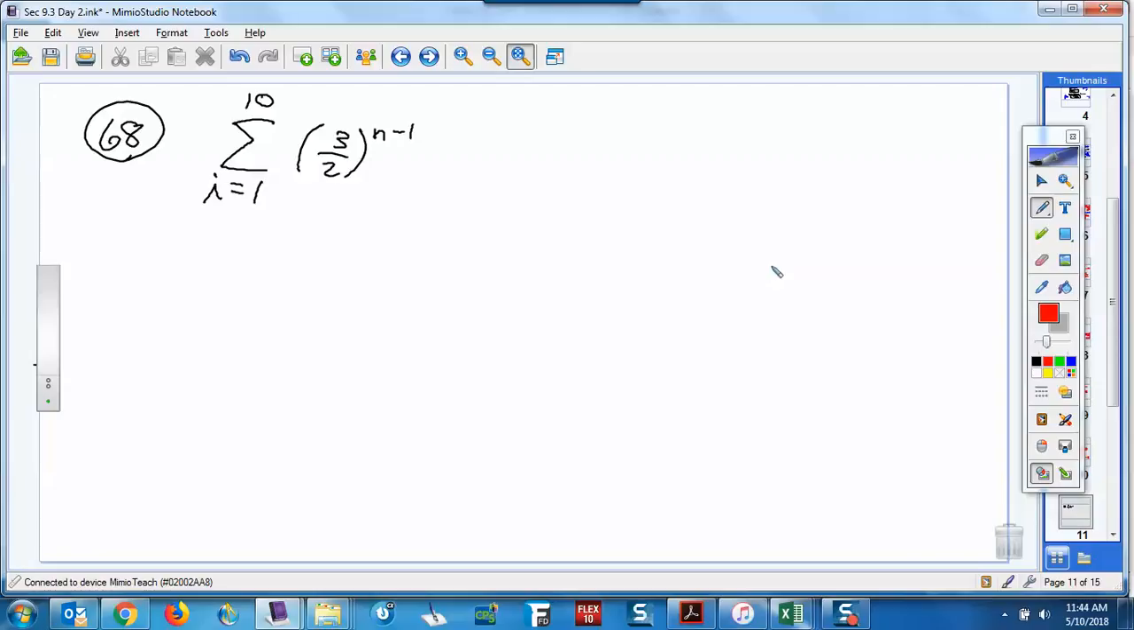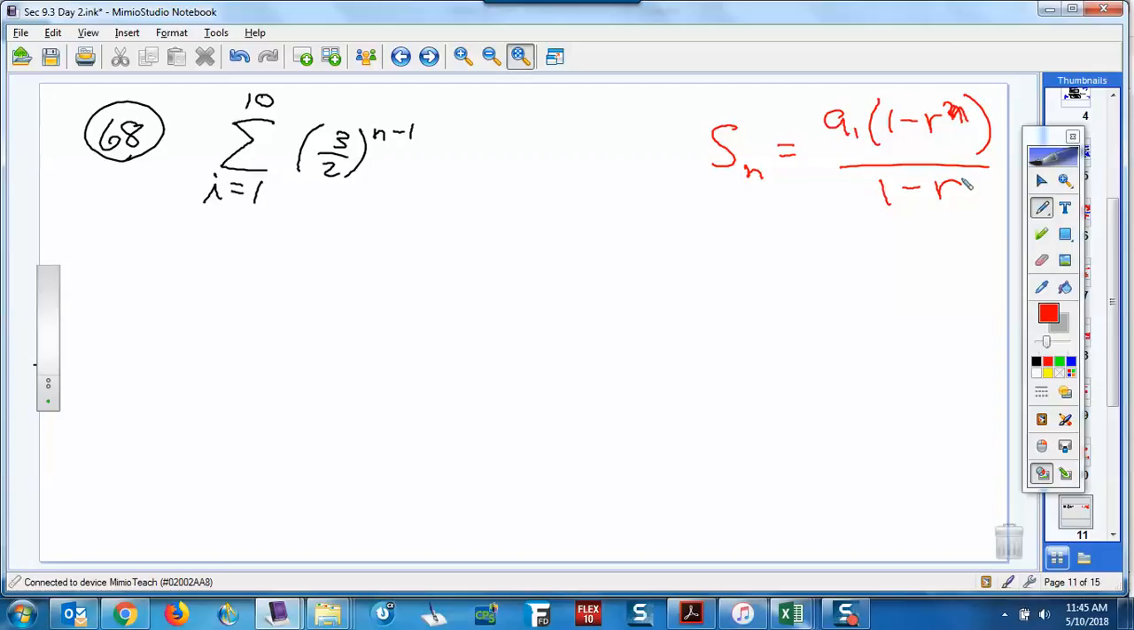Okay, so let's just talk through a few of these. These are some sums. So I give you this problem here. What do you want to do first? Because we're trying to do this, right? A1 times 1 minus R to the n, over 1 minus R. So we need to find those things for that.